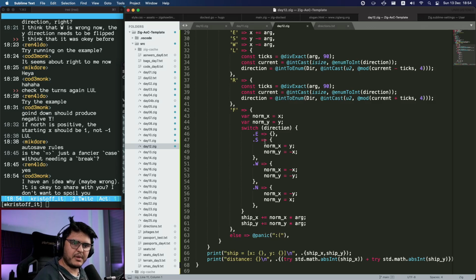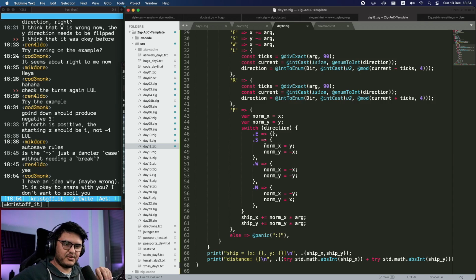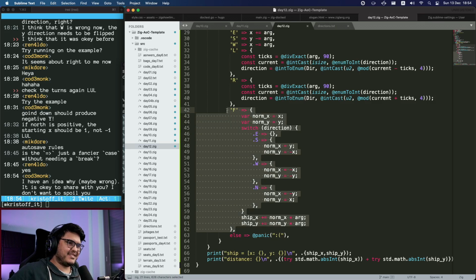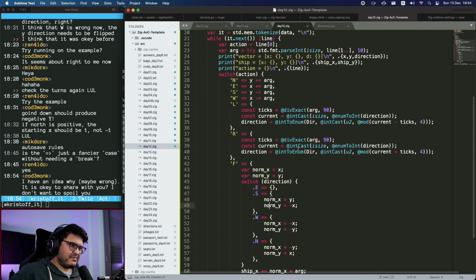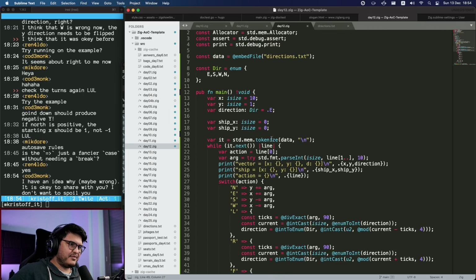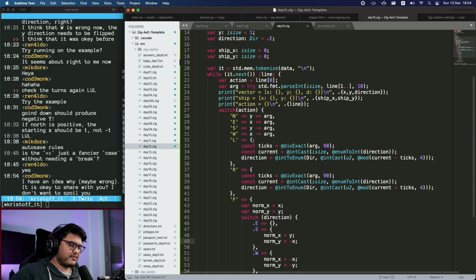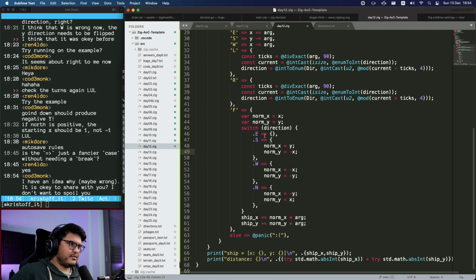I have an idea why I may be wrong. Is it okay to share with you? Sure, feel free. No spoilage. Actually, I wish I got this more easily because it's annoying being stuck. I was hoping to give a better show of getting through this stuff more easily. But I think I'm getting a lot of things right, and there is one dumb mistake somewhere, and that's why some things are wrong.